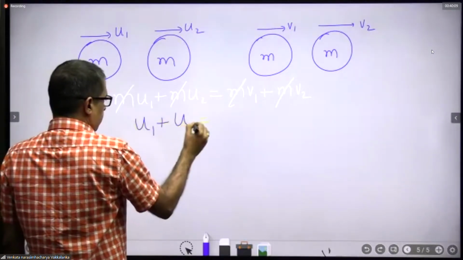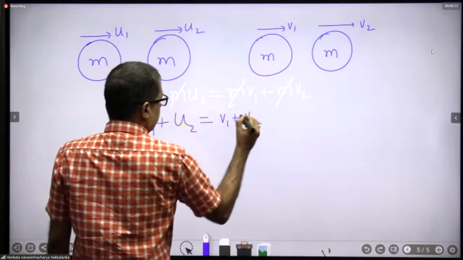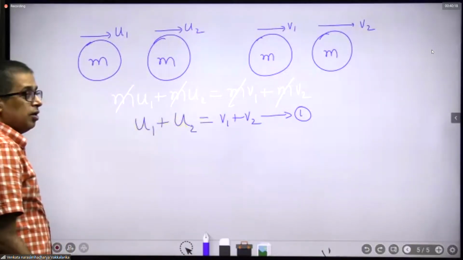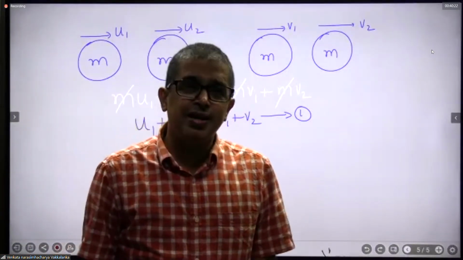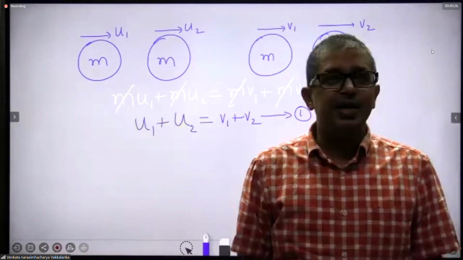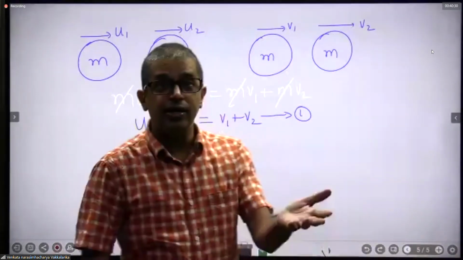u1 + u2 is equal to v1 + v2. This is my first equation. The second equation should technically be conservation of energy. I will generally avoid the kinetic energy equation and use small e. Kinetic energy is a quadratic equation, small e is a linear equation.